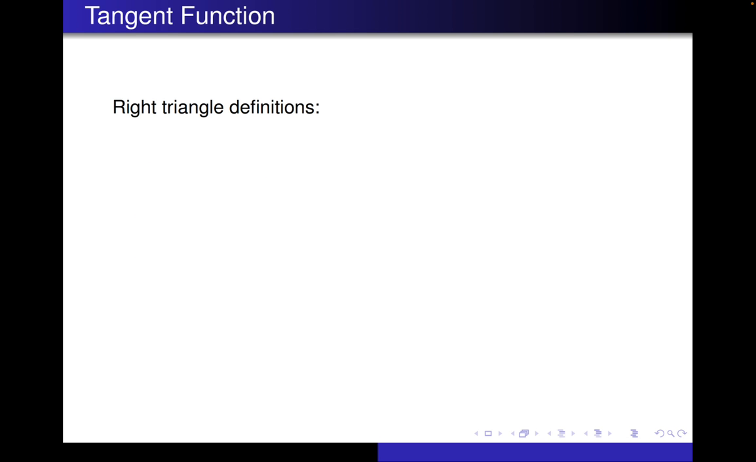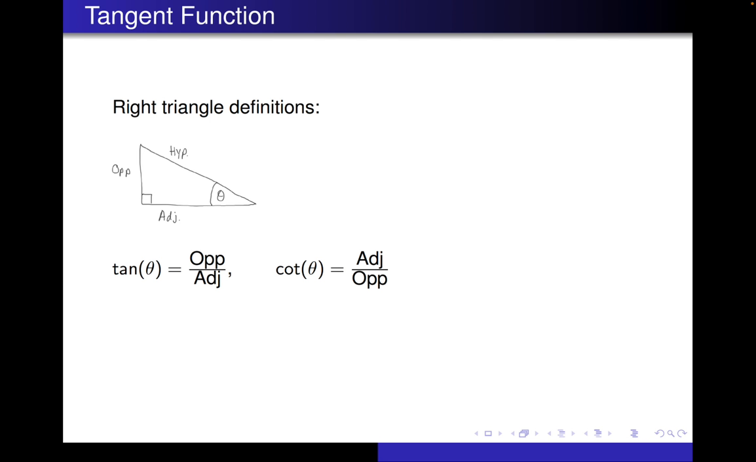First, recall the right triangle definitions of the tangent function. Here's our prototypical right triangle. We have our angle theta, our adjacent side, our opposite side, and the hypotenuse. The tangent and cotangent functions are completely determined by the opposite and adjacent sides. The tangent is the opposite side divided by the adjacent side, and the cotangent is the reciprocal of that: the adjacent side divided by the opposite side.